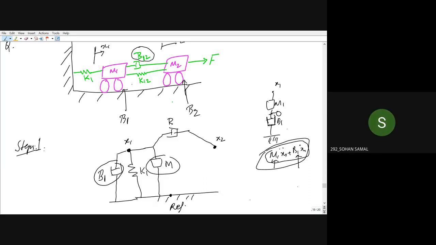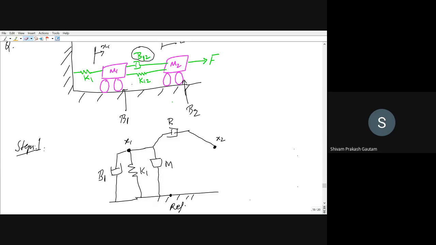Okay, sir. Have you understood, or should I explain it again? A little bit confusing, but understood. Okay, let me complete this diagram as a whole, then I will explain it again.